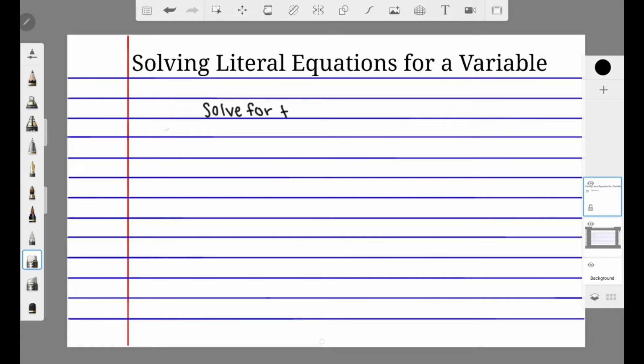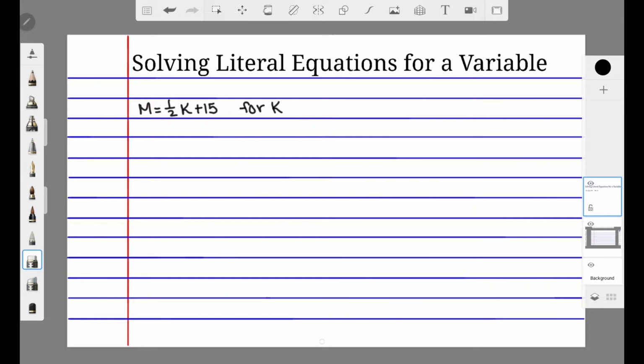Let's go back to our normal formula, d equals rt. Alright, in the same way, now we just need to divide either side by r so that we get distance divided by rate is equal to time.